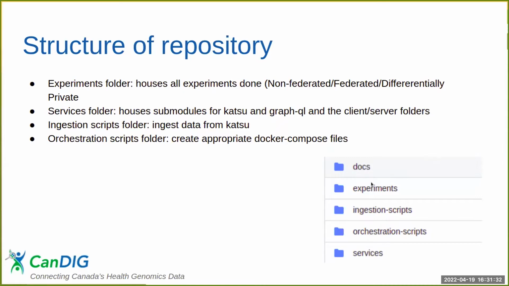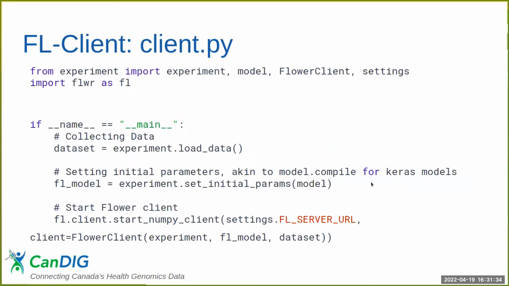as well. In the client folder, essentially what happens is that we initialize the data set into a training and testing data set using the load data function. And then we set the initial parameters to be 0. And then we start the Flower client.